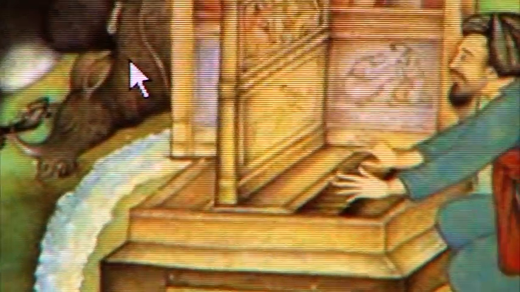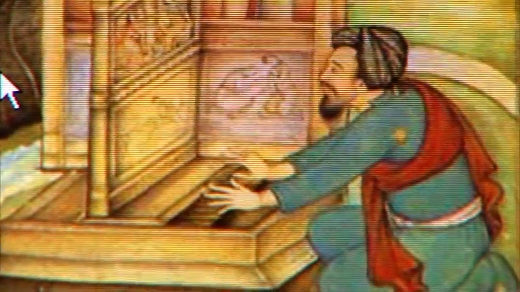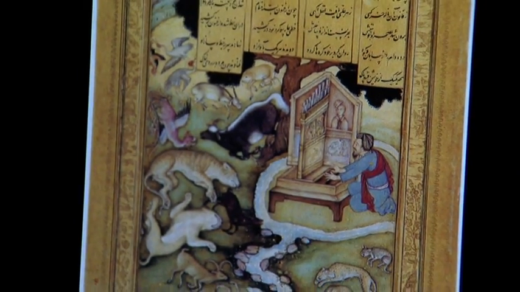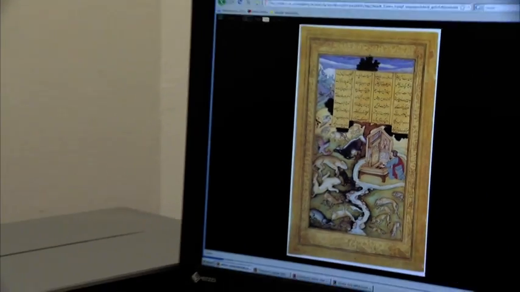This particular theme was part of a literary text that was composed by a Persian poet in the 13th century. And 200 years later, a Mughal artist picks up this text and translates it into an image. The picture of Plato singing to the animals is merely one instance of cultural entanglement.